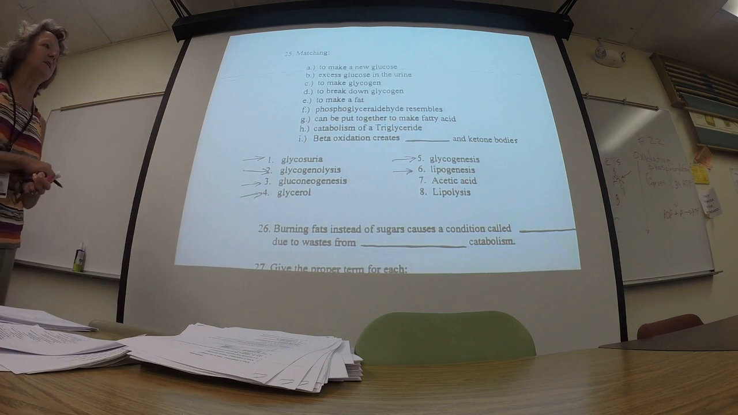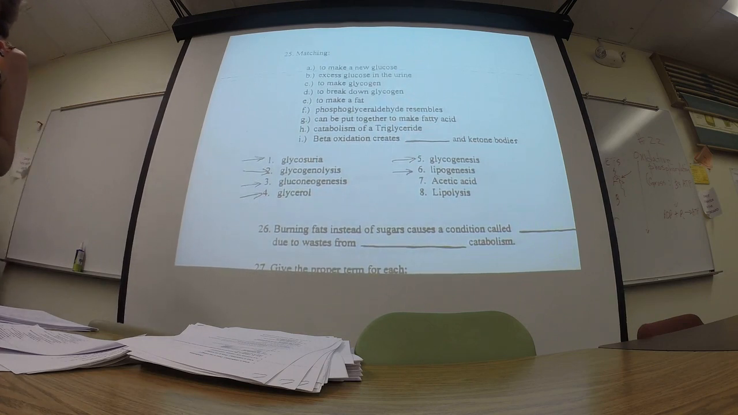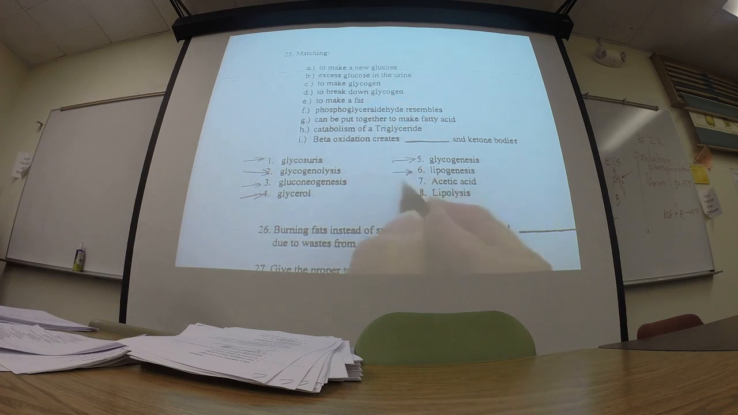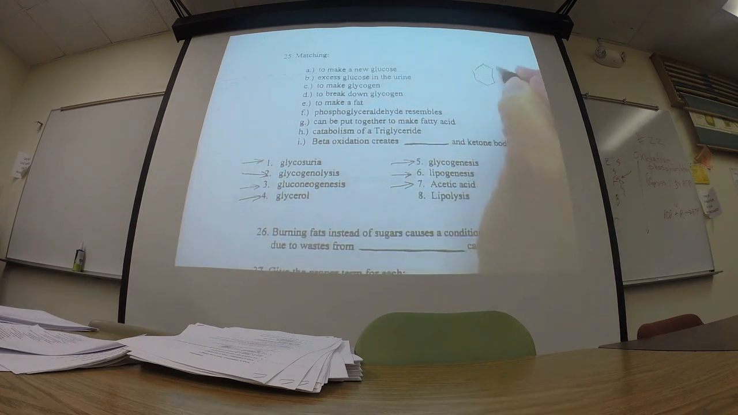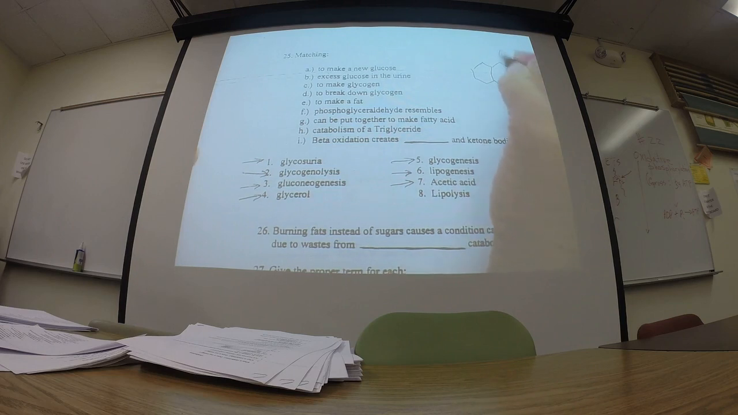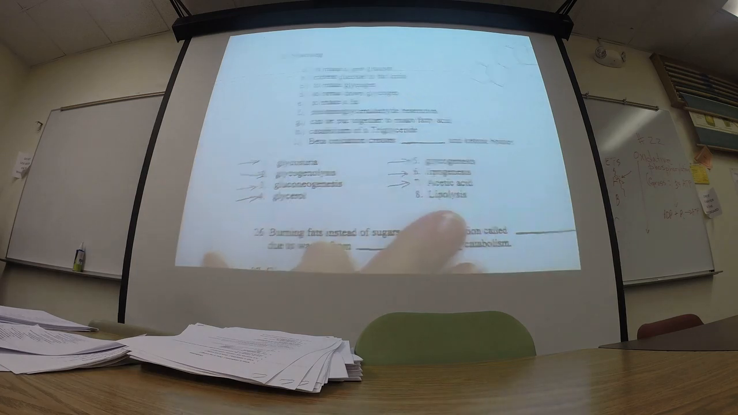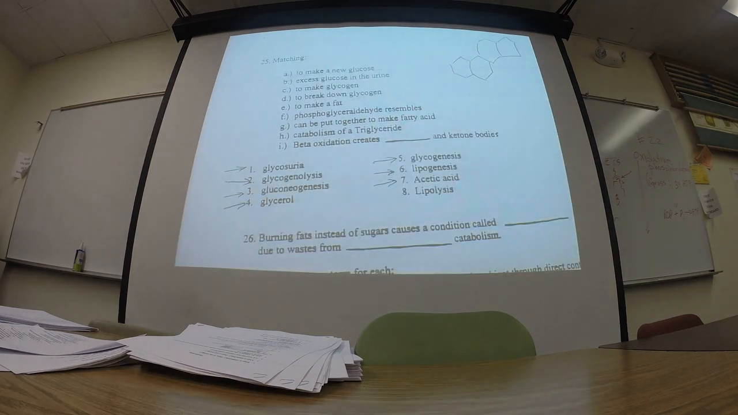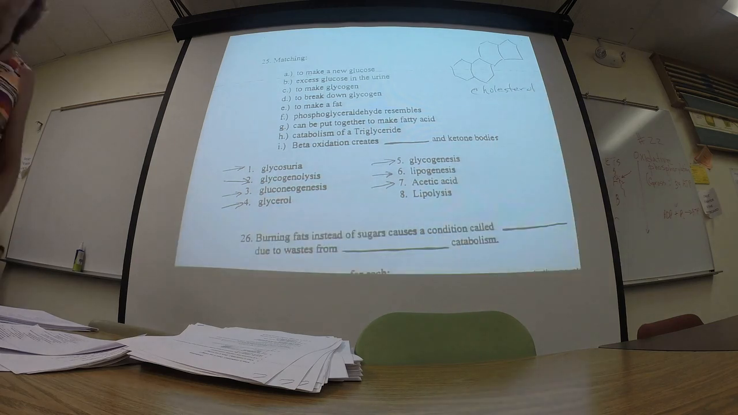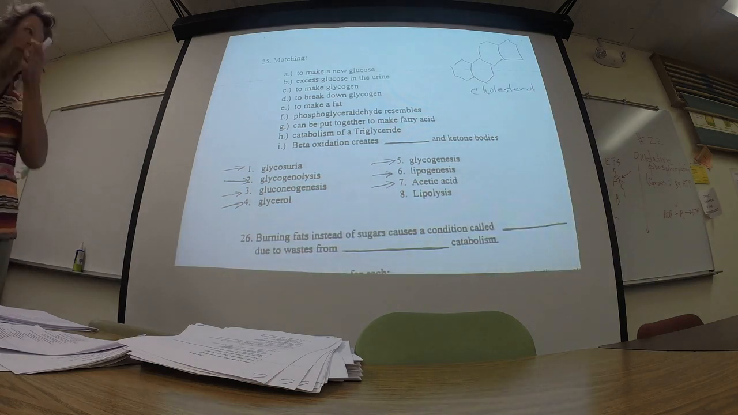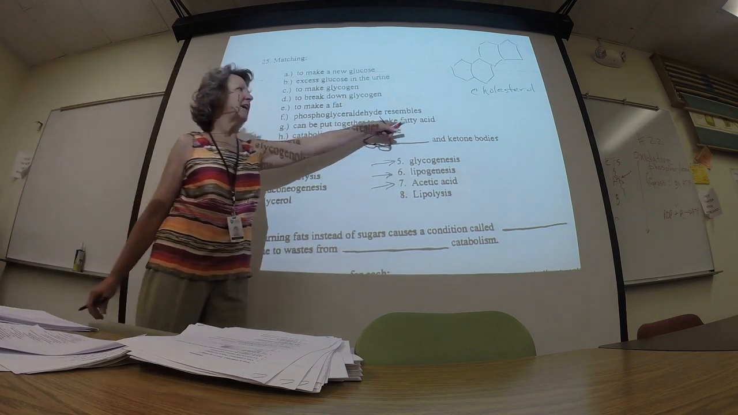What can be put together to make fatty acids? Acetic acid. Two carbon acetic acids are strung together to make fatty acids, and they're also strung together to make this thing. What is this thing? This is a cholesterol. Two carbon acetic acids are strung together two by two to build that in your liver as well. But anyway, this said we're making a fatty acid, not a cholesterol.